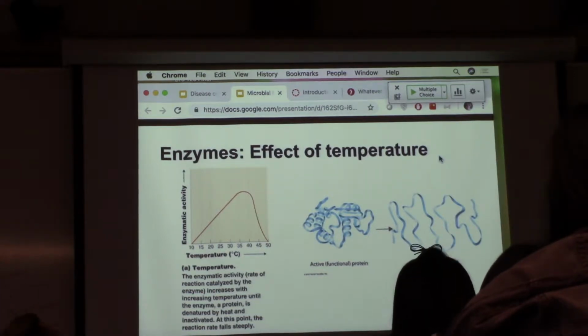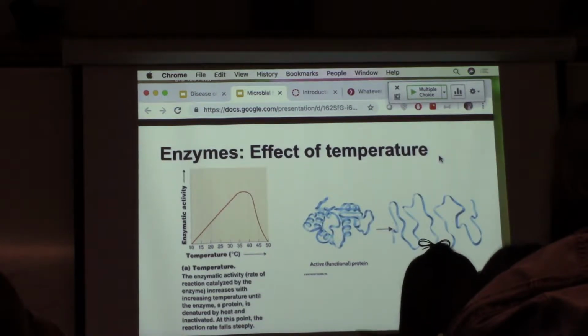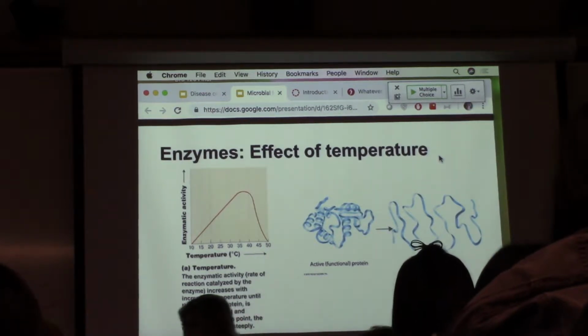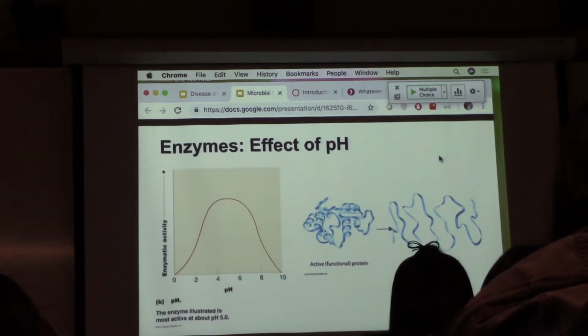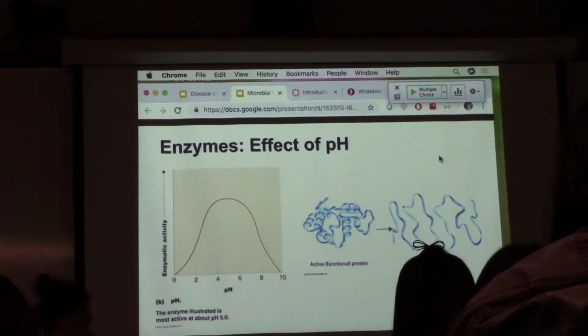In fact, when you work with enzymes on the lab bench, we put them in ice usually to protect them. But if you heat them, you will kill them. You will kill the enzymatic activity.